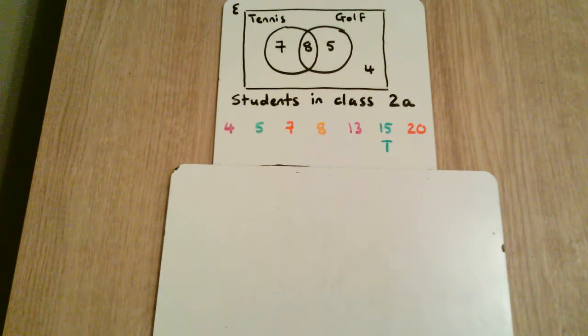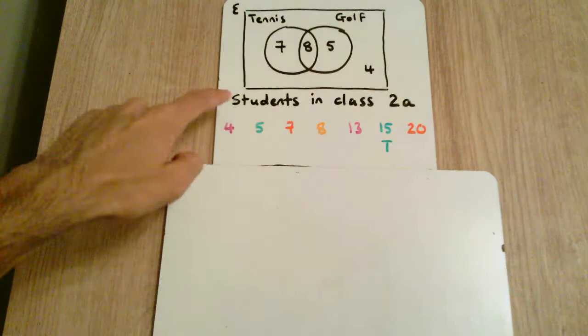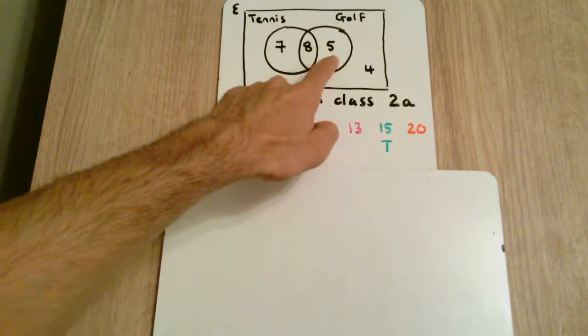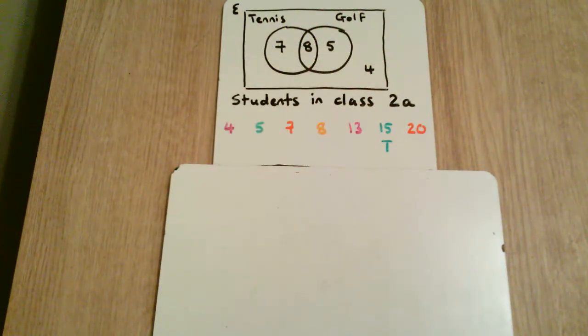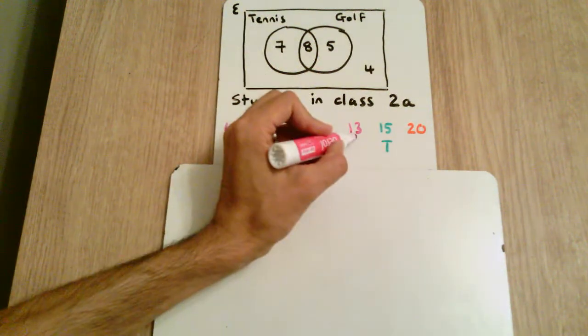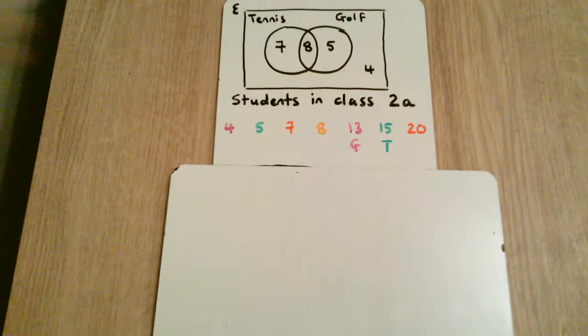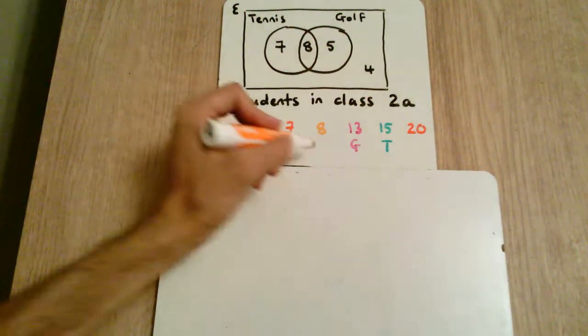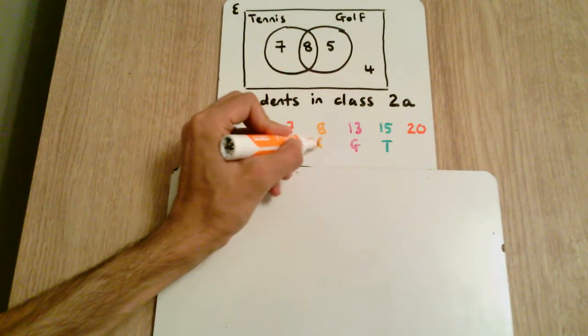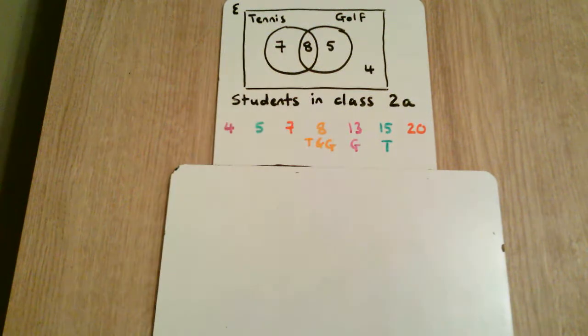Now we look at the people that play golf. Well, we can say the people that play golf, again, are not just the 5, but the 5 and the 8, making 13. So we can put under here, this is golf. Then we come to those people that play both tennis and golf. Well, the people that play both tennis and golf is the 8 in the middle. So over here we can write tennis and golf.